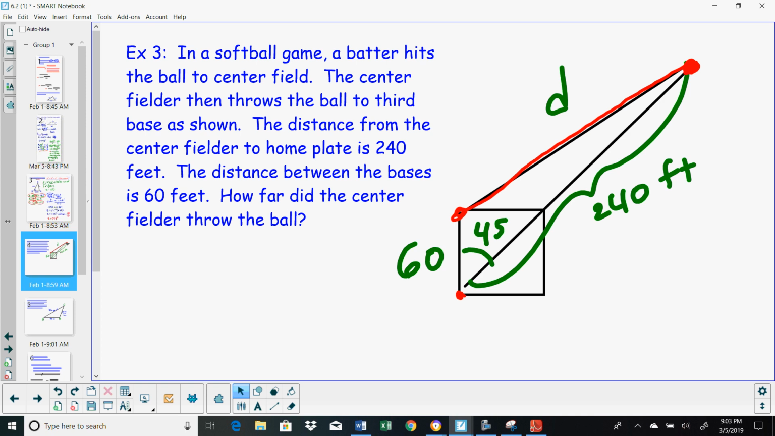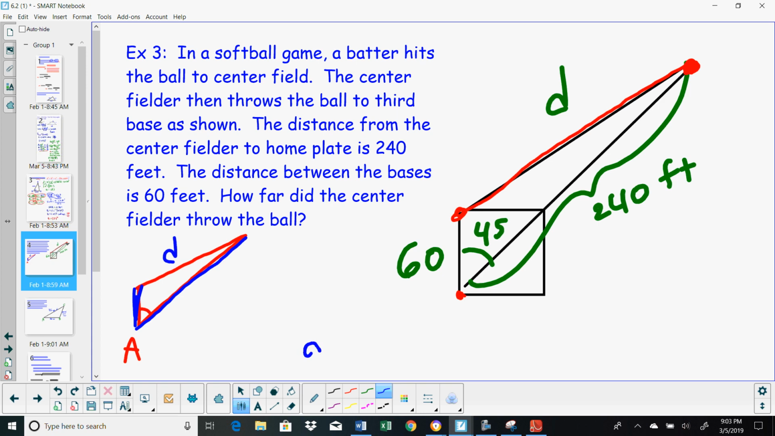In this case, if I draw a little model of what this triangle looks like, we know this angle, right? That's 45 degrees. I'll call that angle A. And I know this side is 60, and I know this side is 240. So that to me looks like a side angle side relationship. And if I'm trying to find this length here that we're calling D, then I'm going to use that model that we had that was the alternate form.